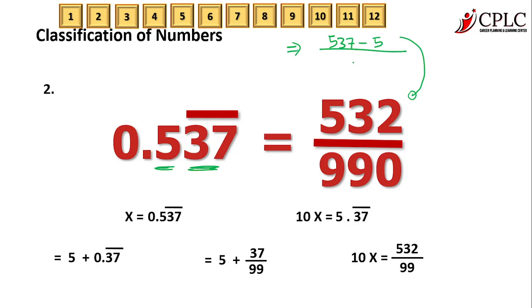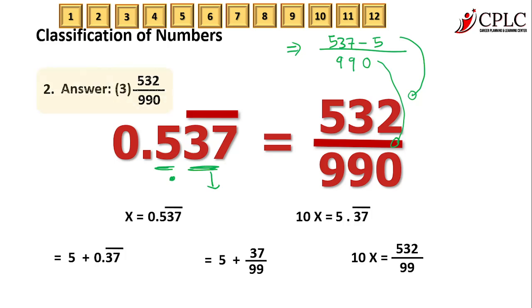And in the denominator, for all the recurring digits, we use that many nines, and for non-recurring digits, we use zeros. Here we have two recurring digits, so we are going to use two nines, and we have one non-recurring digit, and hence we are going to use one zero. So you get the same answer as what they have also gotten after solving the entire expression and then doing the calculation. So this is the fastest way to do that.